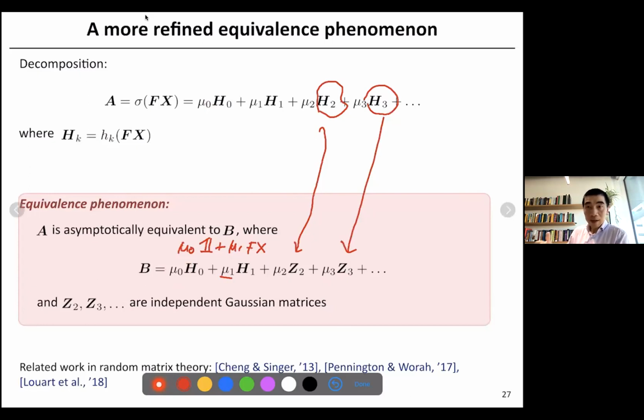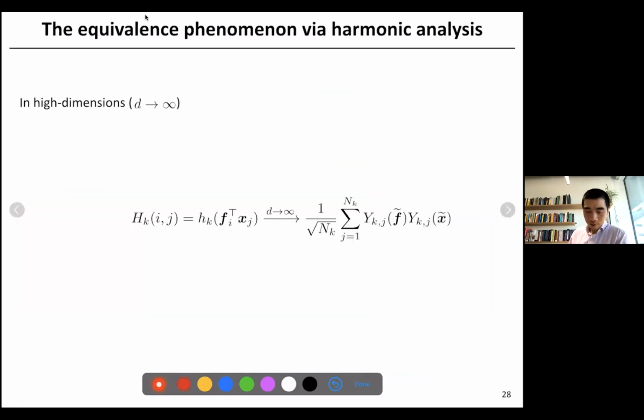But why is this true? This has to do with some harmonic analysis. If we look at the Hermite polynomial, the ij-th entry of H_k is just equal to applying a k-th order Hermite polynomial on the inner product between two vectors. The first vector comes from the F matrix. The second vector comes from the data matrix, F and X.